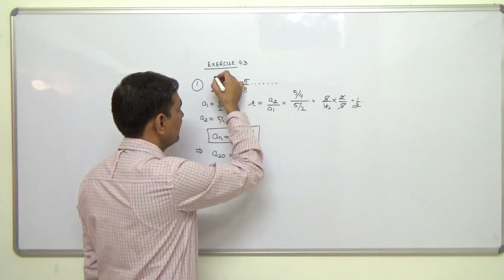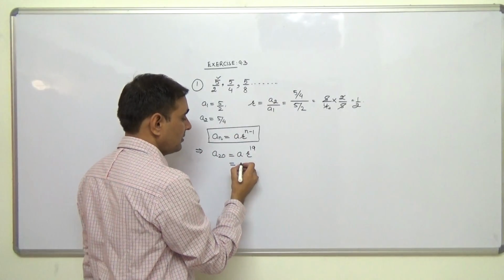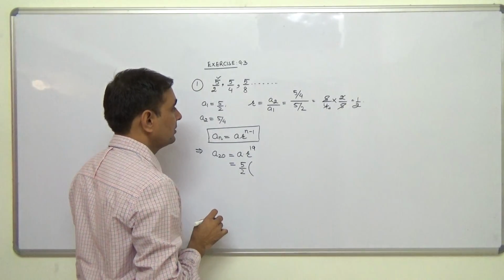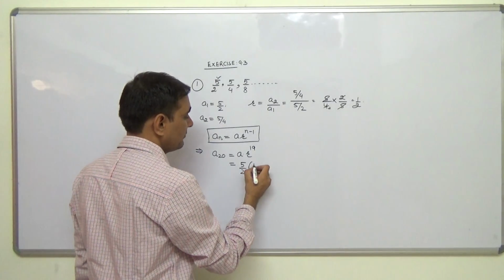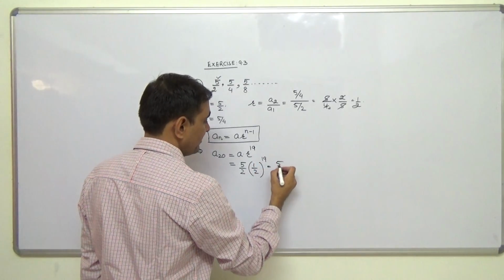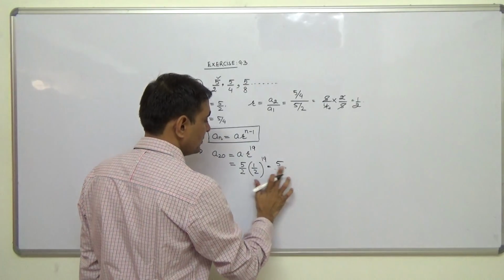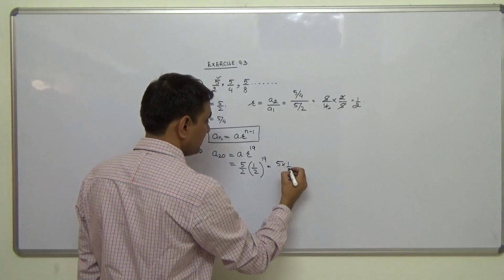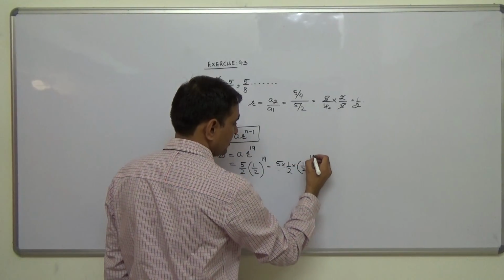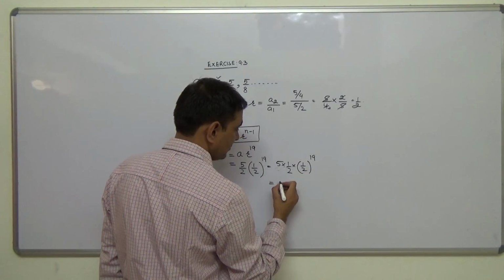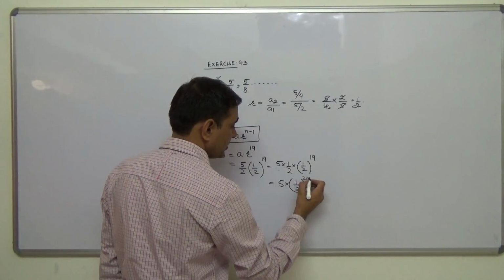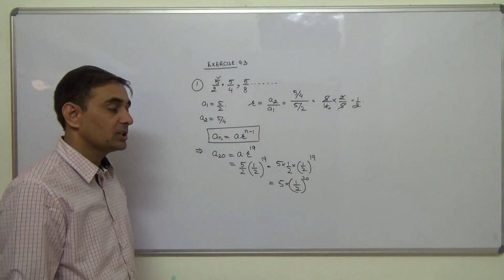A? A is 5 by 2. A means first term, A1. 5 upon 2 into R to the power 19. What is R? R is half. Half to the power 19. We can write it as 5 by 2, 5 into half raised to power 19. That is equal to 5 into 1 by 2 to the power 20. Right? It will be 20th term.